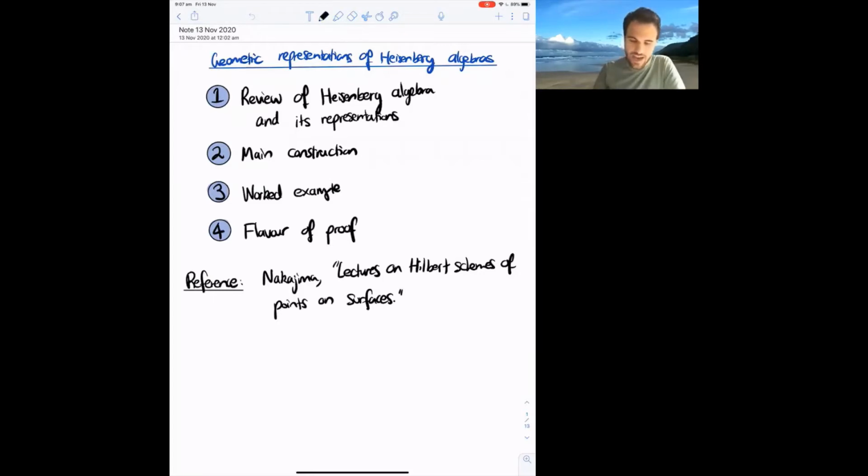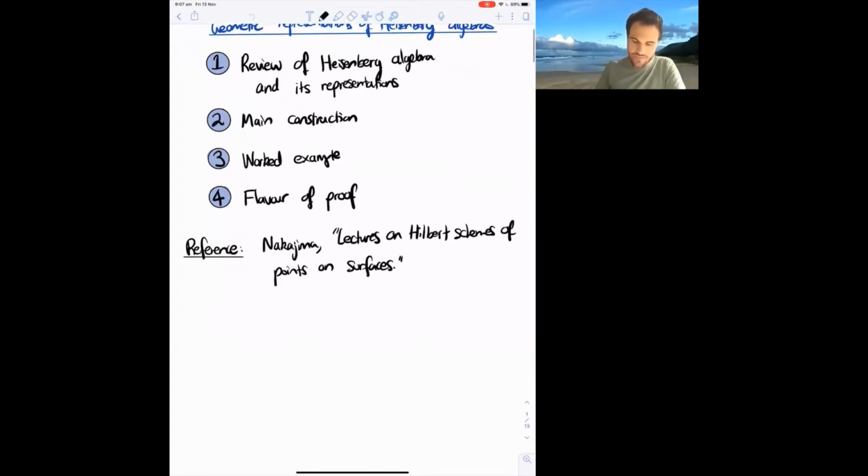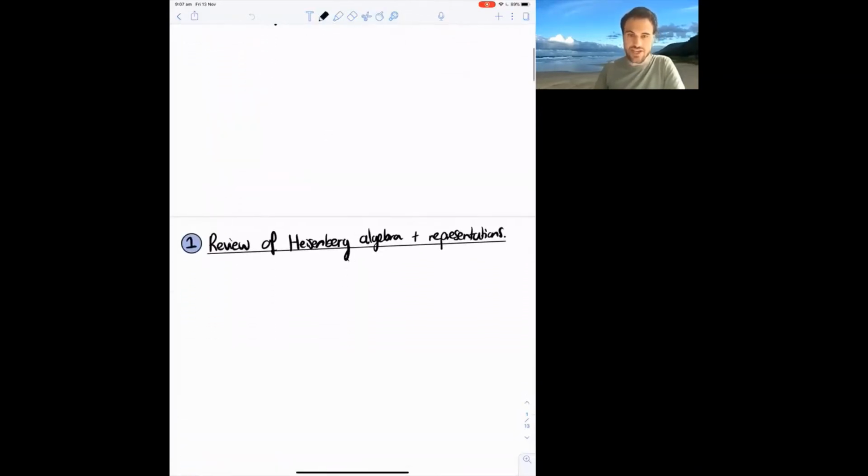As I said, this is the main reference. This is the only one I really looked at. I didn't look at anyone else's work. I know that Granovsky was also responsible for proving this result, but I hadn't seen the way he wrote it. Okay, so in section 1, let me just review Heisenberg algebras and their representations.